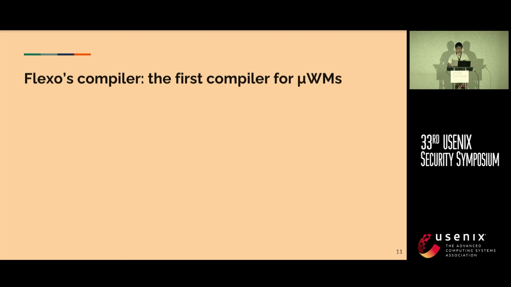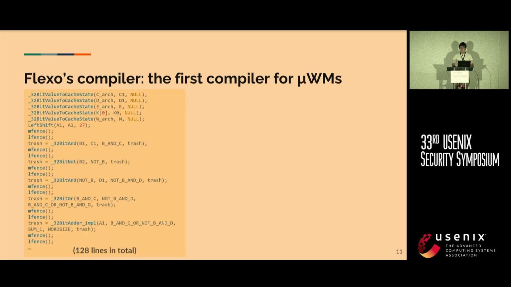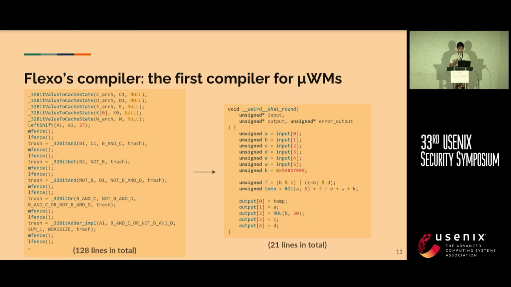Another contribution of our paper is the first compiler for microarchitectural word machines. In the beginning of this talk, I showed this code snippet to talk about how difficult it was to create a new word machine. But now, with the help of our compiler, programmers only need to write this high-level program to achieve the same computation. They don't need to worry about the low-level details because they are all handled by our compiler, and our compiler will perform optimizations to the circuits so that it can have much higher accuracy and performance.